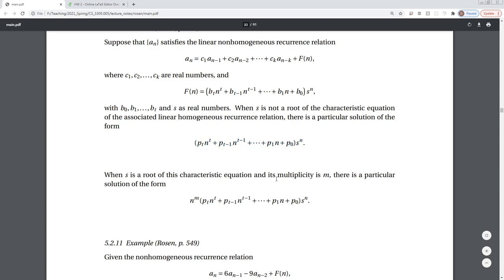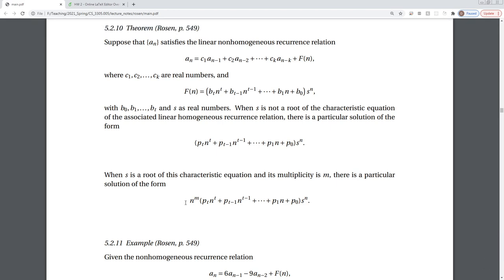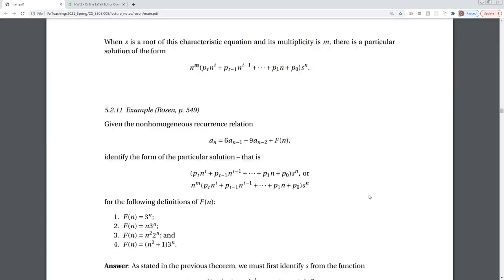But if it is, then remember how we were tacking on for multiplicity. So if it had a multiplicity of twice, that is, then it was alpha 1 times r to the n plus alpha 2 times n times r to the n. And so this kind of acts like an additional multiplicity, right? So now you're correcting this particular solution by tacking on n to the m power, where m was the multiplicity of the root as it appeared in the homogeneous characteristic polynomial. Okay, so that's a lot.